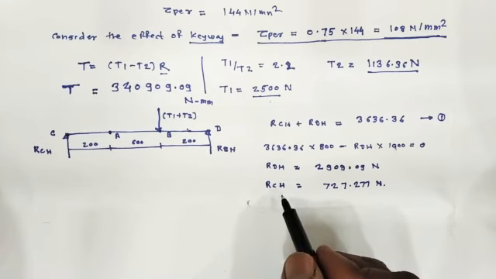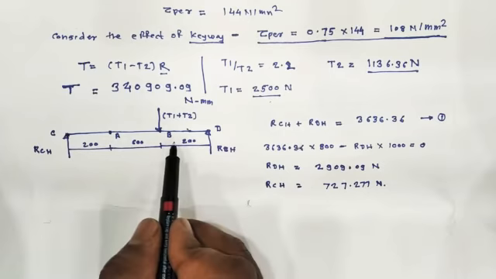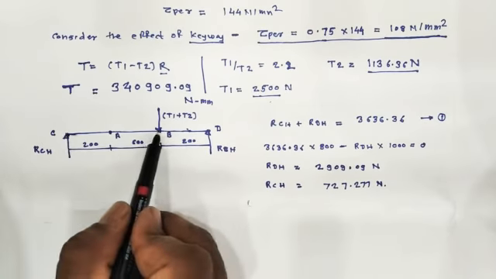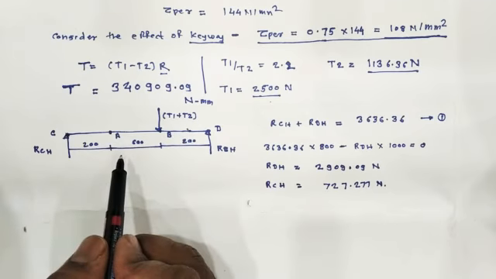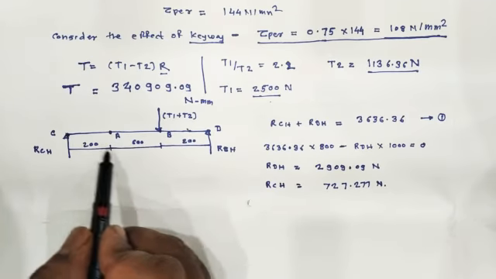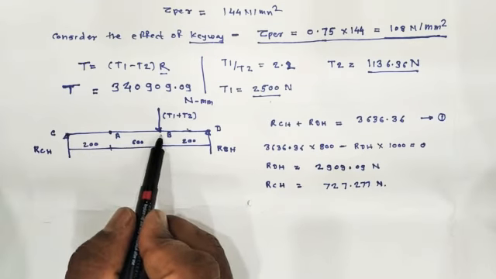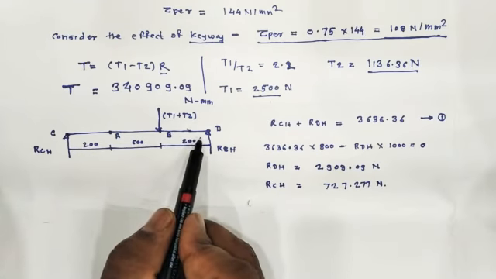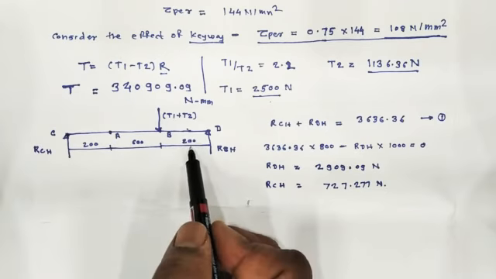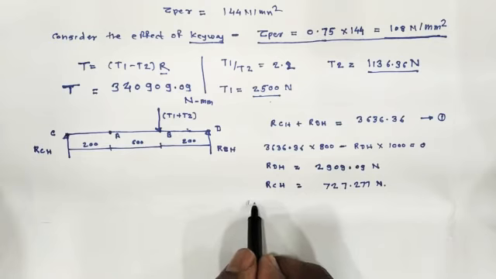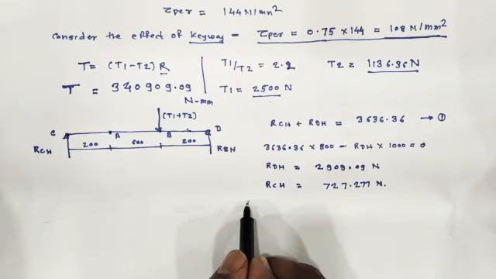Now moving toward the bending moment. These are the four locations where we have to calculate the bending moment: bending moment at C, bending moment at A, bending moment at B, and bending moment at D. And we'll start with the bending moment calculation.